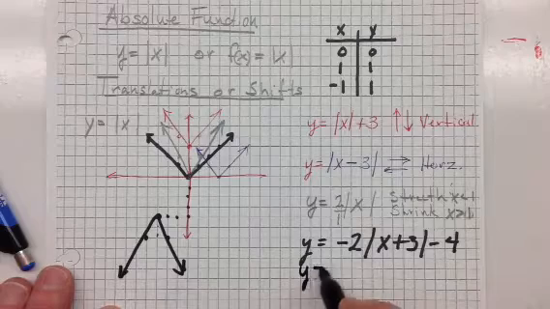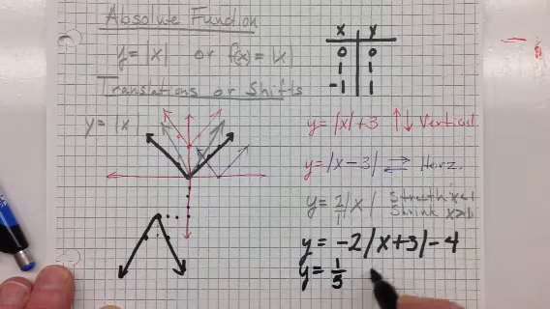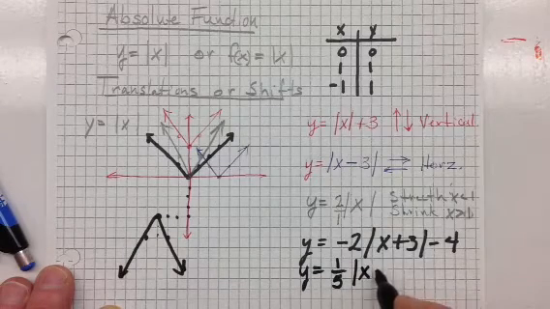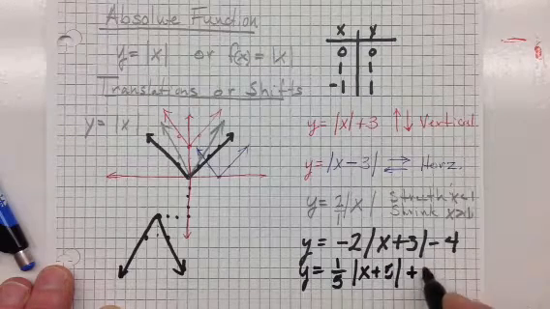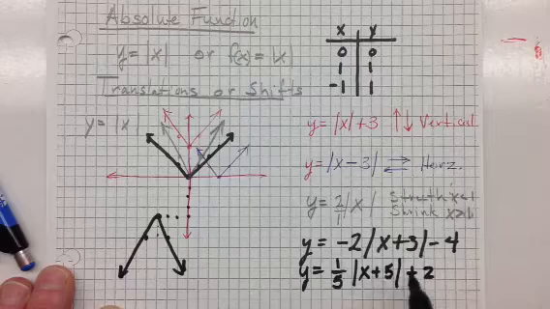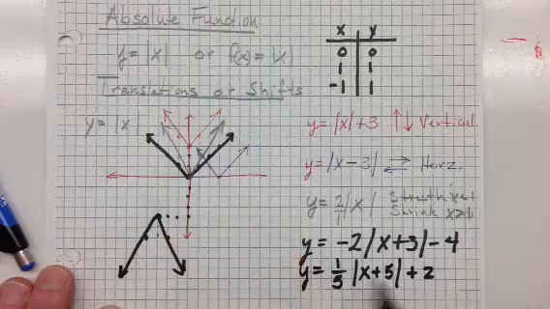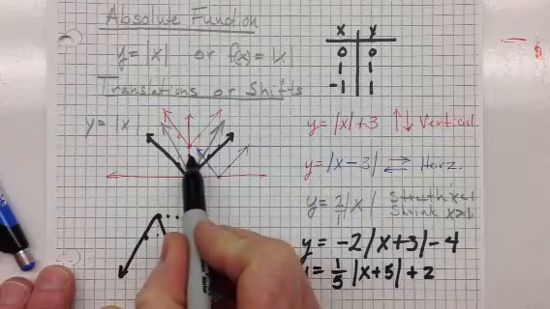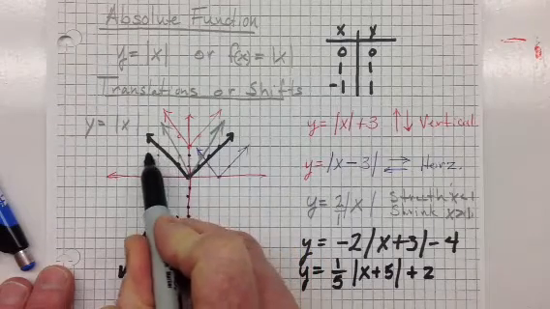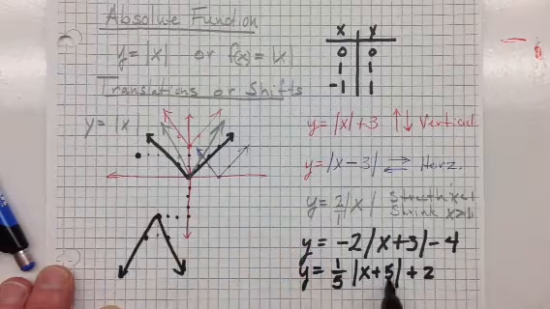Let's try another one. Let's put a 1/5 absolute value of x. Let's put +5 and let's put +2. So this one now shifts it up 2, 1, 2. This is my vertical shift up and down. This is my left and right shift, 5 to the left. 1, 2, 3, 4, 5. So there's my vertex.